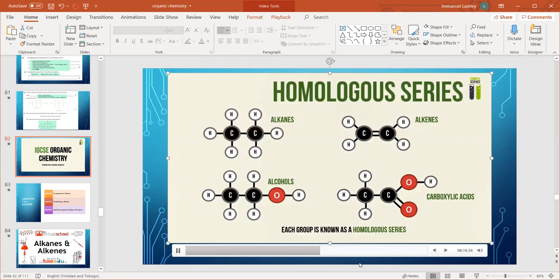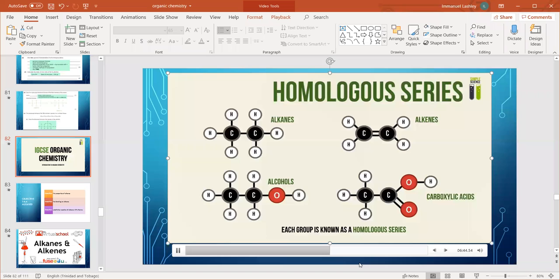Each of the organic groups of compounds is known as a homologous series. So the alkanes family is known as a homologous series. All alkanes belong to a homologous series called the alkanes. All alkenes belong to a homologous series, the group of alkenes, and so on. So homologous series is basically a fancy way of saying a group of organic compounds.